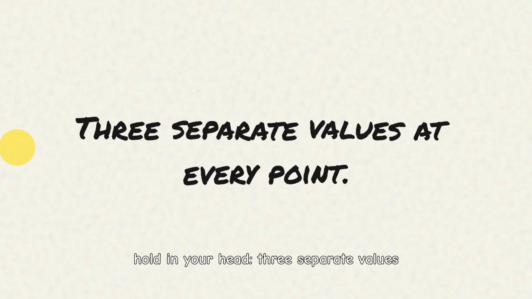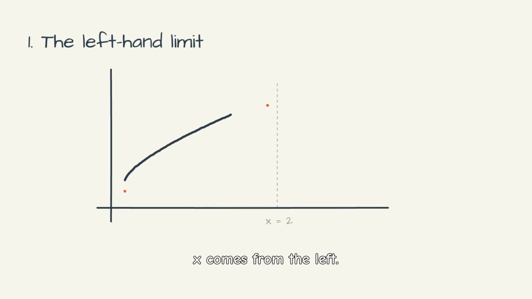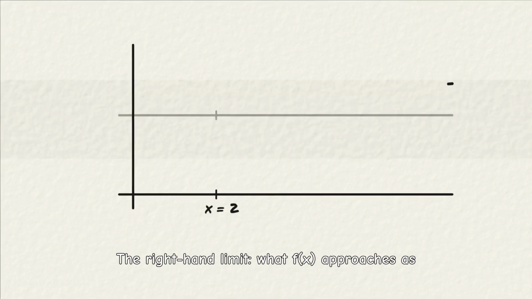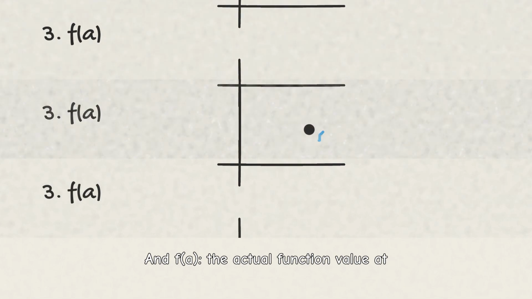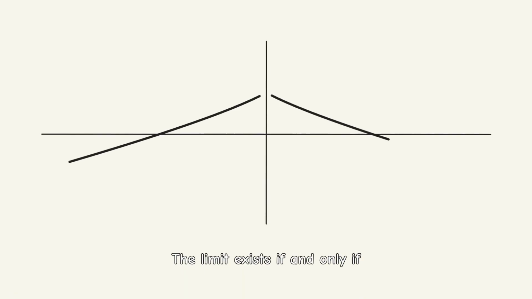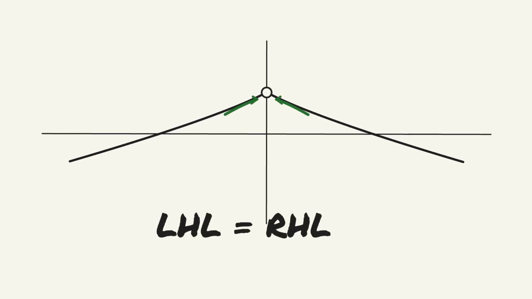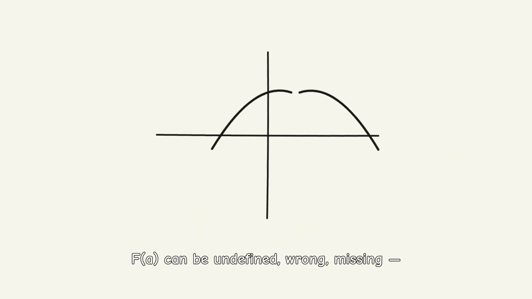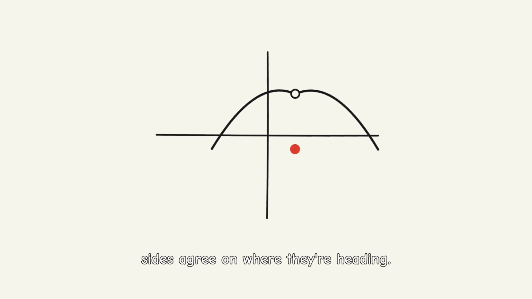Three separate values at every point. The left-hand limit, what f(x) approaches as x comes from the left. The right-hand limit, what f(x) approaches as x comes from the right. And f(a), the actual function value at that point. The limit exists if and only if the left-hand limit equals the right-hand limit. f(a) has no vote. f(a) can be undefined, wrong, missing. The limit still exists if the two sides agree on where they're heading.